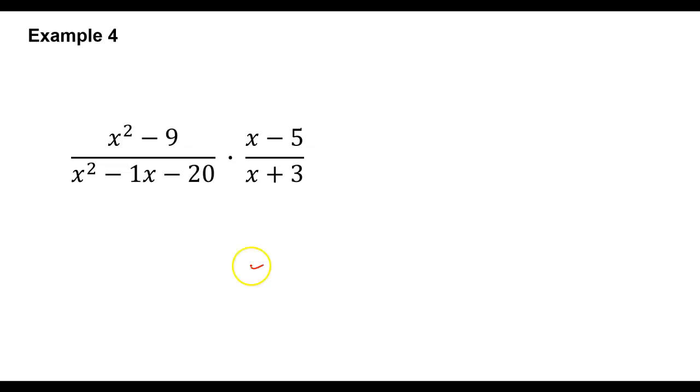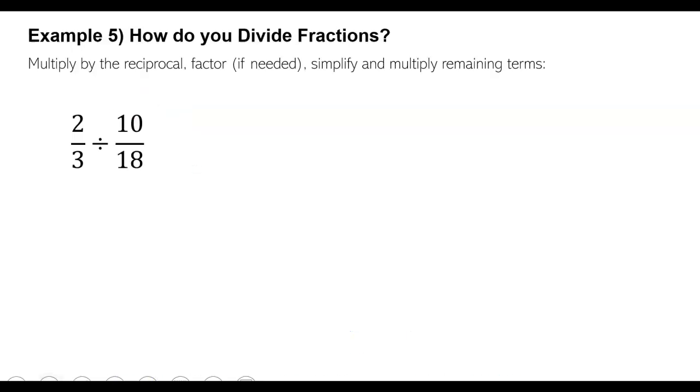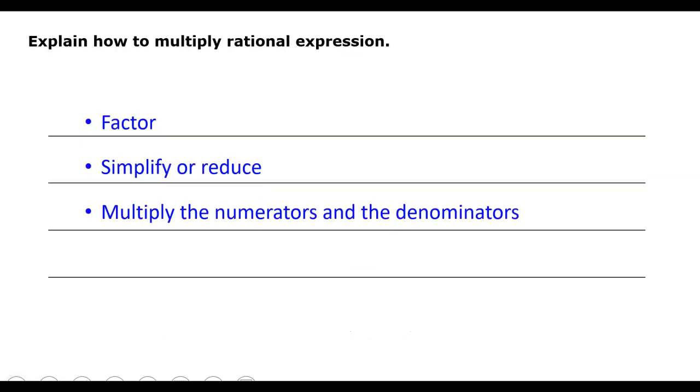Okay, we're going to skip number 4. Let's go to... So, remember, to multiply rational expressions, you multiply the... Let's see if it actually tells us. Oh, yeah, my bad. So, first step is to factor, if you can. Simplify or reduce, multiply the numerators and denominators, and that's it. So write these down, and then we're going to flip it to the back side.